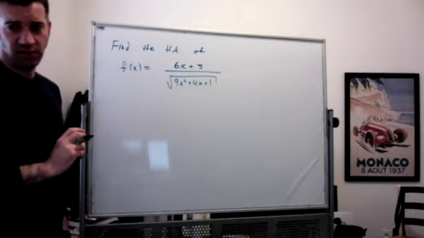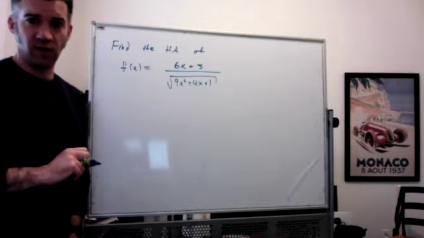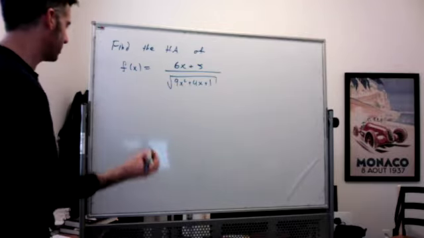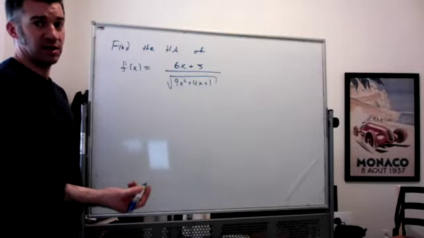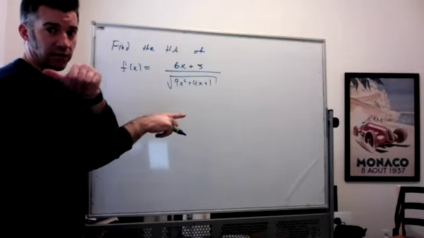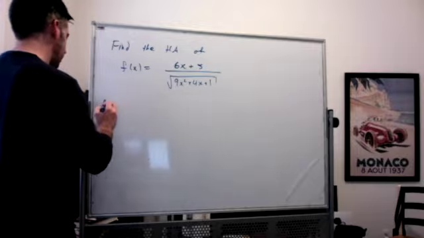Yes, this is one of those problems where you're going to have a different answer if you go to infinity or negative infinity. So first and foremost, the way you find a horizontal asymptote of a function is by finding the limits to infinity or negative infinity. So let's do the limit to infinity.